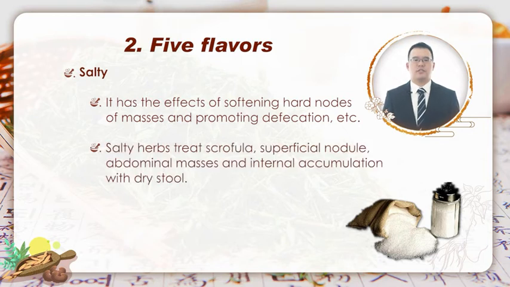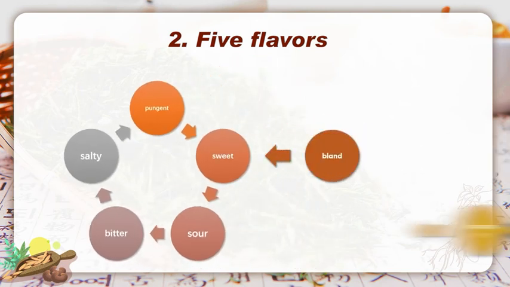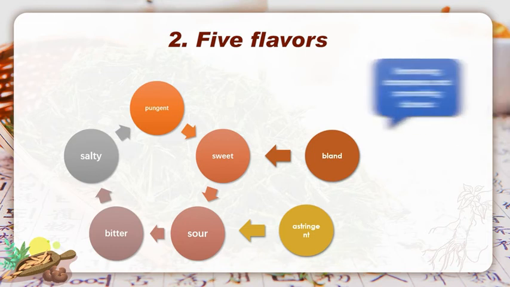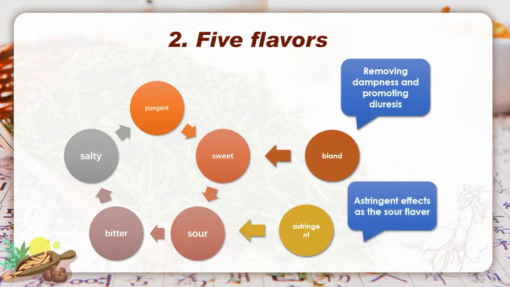Salty herbs treat scrofula, superficial nodules, abdominal masses, and internal accumulation with dry stool. Salty is a flavor from the sea. Most of the salty herbs are from the sea. And there are two other flavors, bland and astringent. Bland has the function of removing dampness and promoting diuresis. Astringent has effects like the sour flavor.